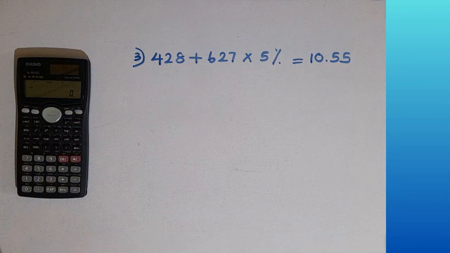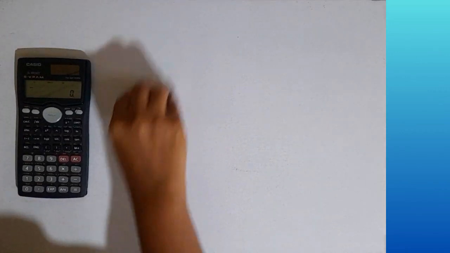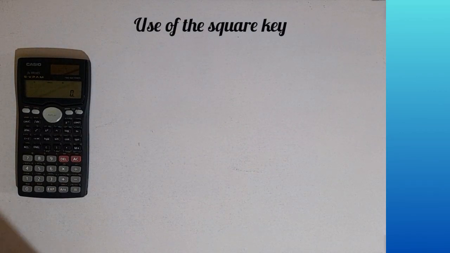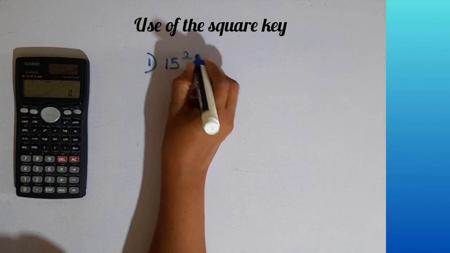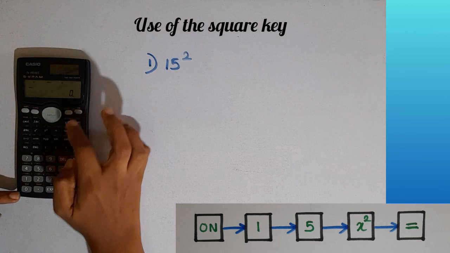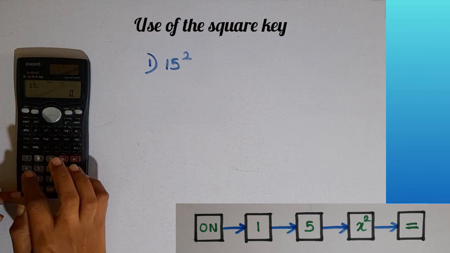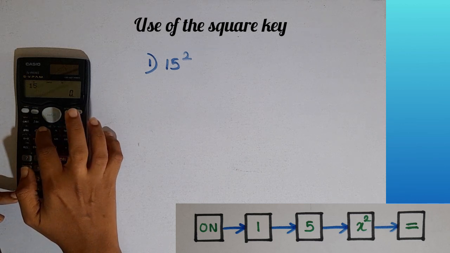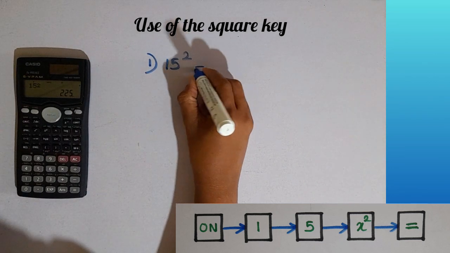Then we'll learn how to use the x squared key. First question, 15 squared. This is the flow chart we have to draw here. On key, then 15. To take the x squared, we have to press this x squared key. Then the answer is 225.